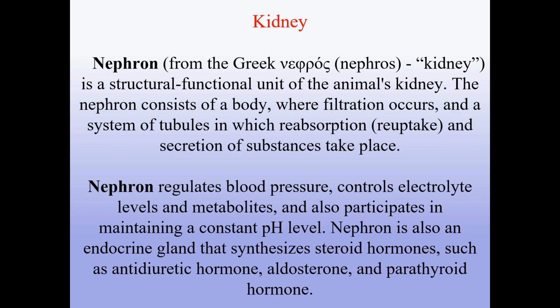Kidney. The nephron, from the Greek nephros, is the structural functional unit of the animal's kidney. The nephron consists of a body where filtration occurs and a system of tubules in which reabsorption, or reuptake, and secretion of substances take place. The nephron regulates blood pressure, controls electrolyte levels and metabolites, and also participates in maintaining a constant pH level. The nephron is also an endocrine gland that synthesizes hormones such as antidiuretic hormone, aldosterone, and parathyroid hormone.